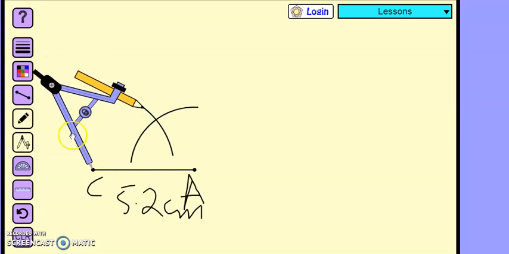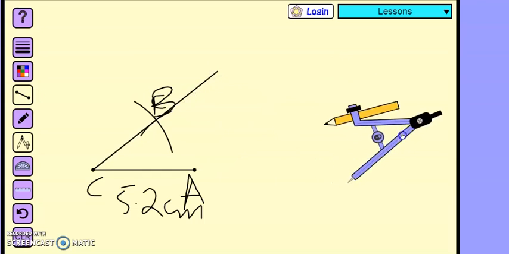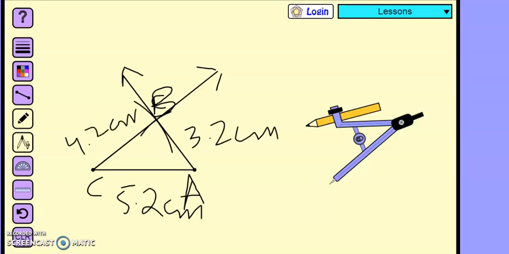Okay, now you got your third point, that is B here. Now you are going to join B with C like this, and join A with B. This will intersect at point B. So this is your required triangle in which AB is of measure 3.2 centimeter and BC is of measure 4.2 centimeter.